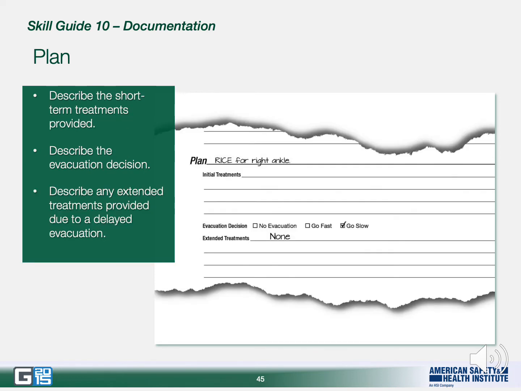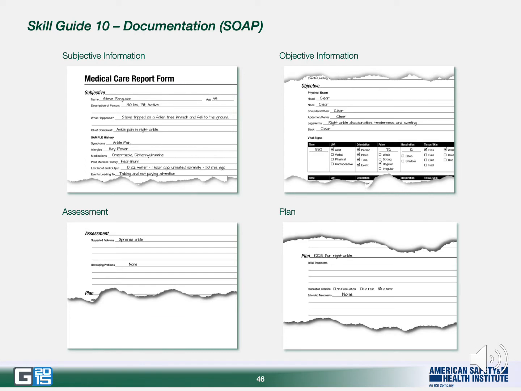And then describe the short-term treatment plans. Describe your evacuation decision and describe any extended treatment provided due to delayed evacuation. So if you can't move them out, you've got to keep the plan going. All right, so here they've broken it down into four parts: the medical care report form, the objective information, the assessment, and the plan. Those should be fairly simple.